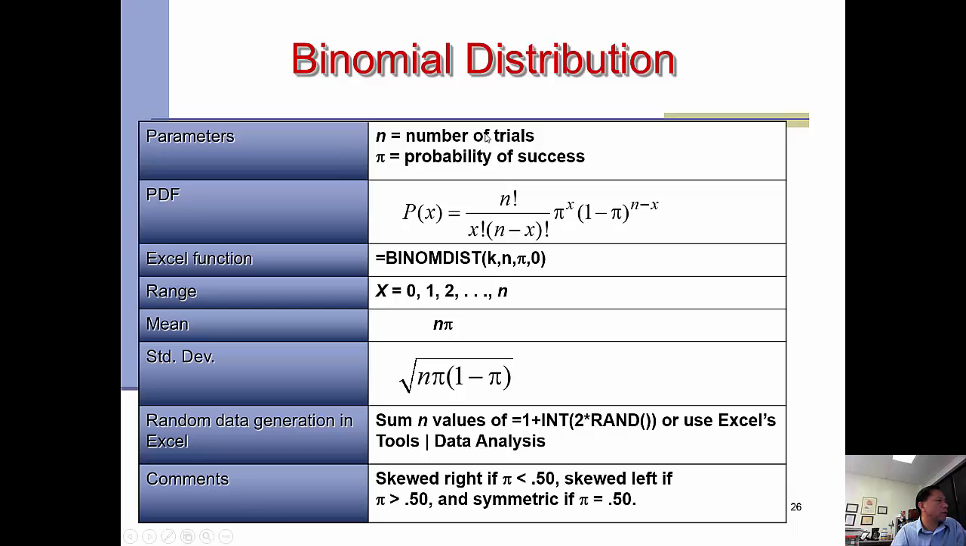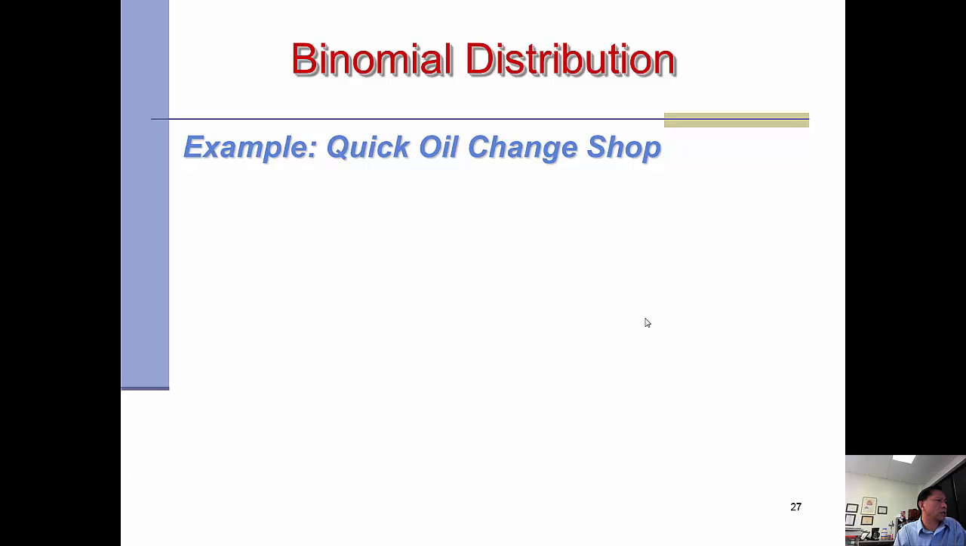N is the number of trials. Pi is the probability of success. This is the PDF, and this is how you get it from Excel. This is the range. This is the mean. This is the standard deviation. Okay. I just want you to be able to use this function and these equations when you come across a binomial distribution type of question. You will get more concept and more idea about this as we work on the review questions, the actual questions.